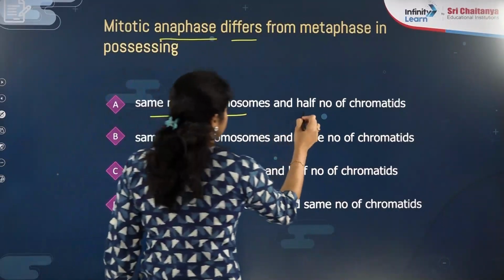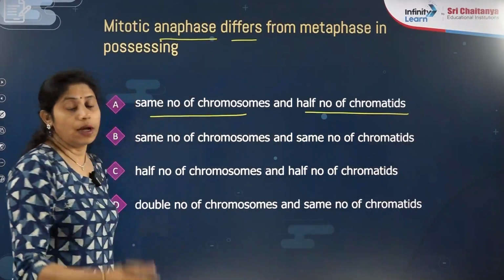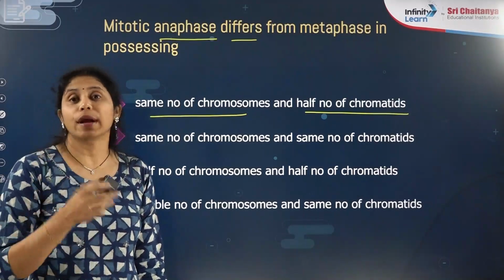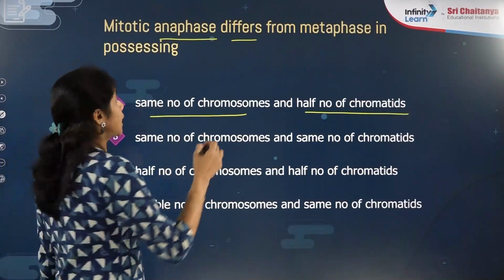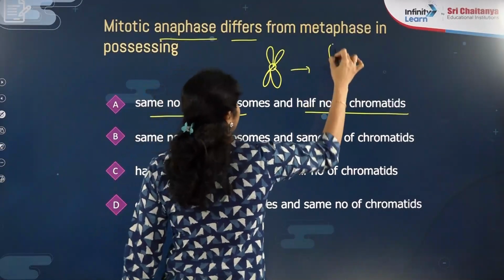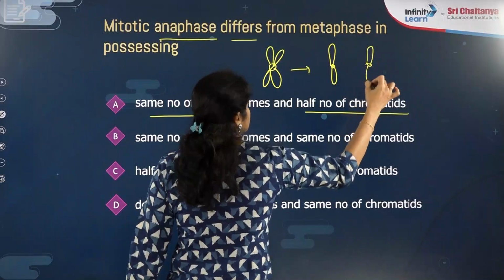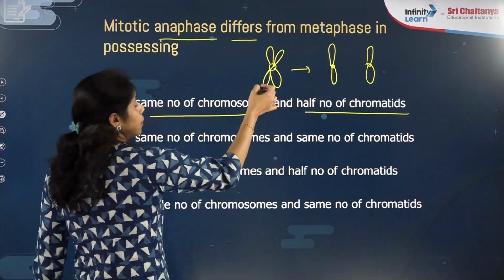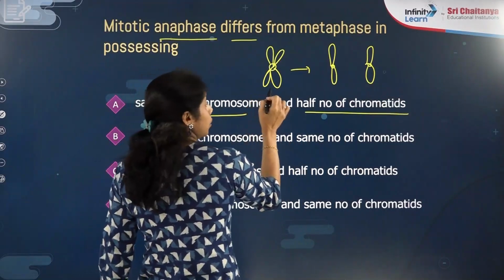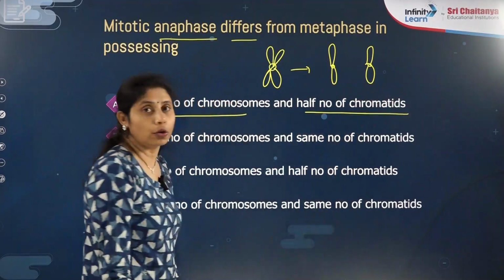Same number of chromosomes and half number of chromatids. Anaphase chromosomes will be double the number but the same number of chromatids, because in anaphase, this type of chromosome splits up into daughter chromosomes. Chromatids remain the same. Here also two chromatids, here also two chromatids only. But the number of chromosomes, here it is only one chromosome, here it is two daughter chromosomes.